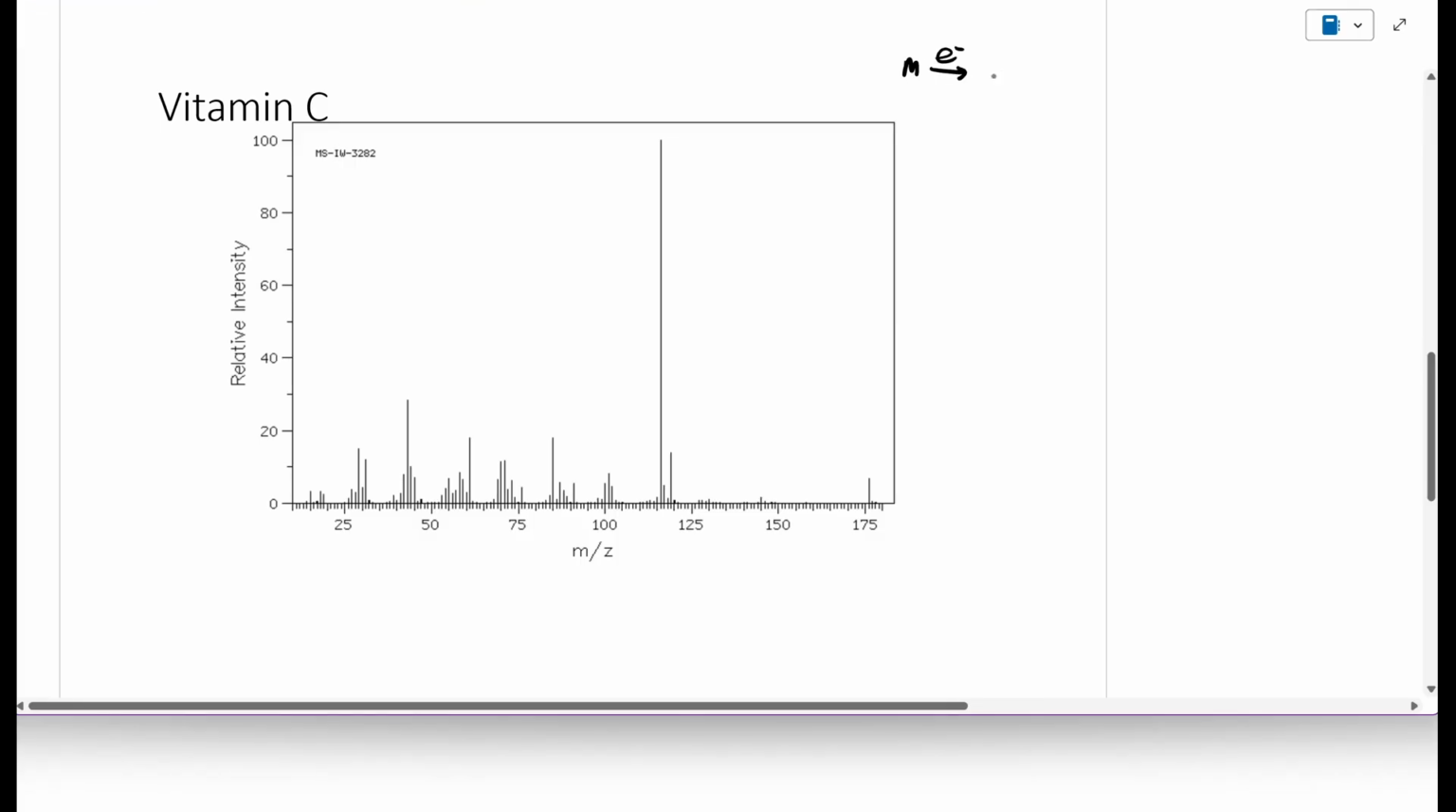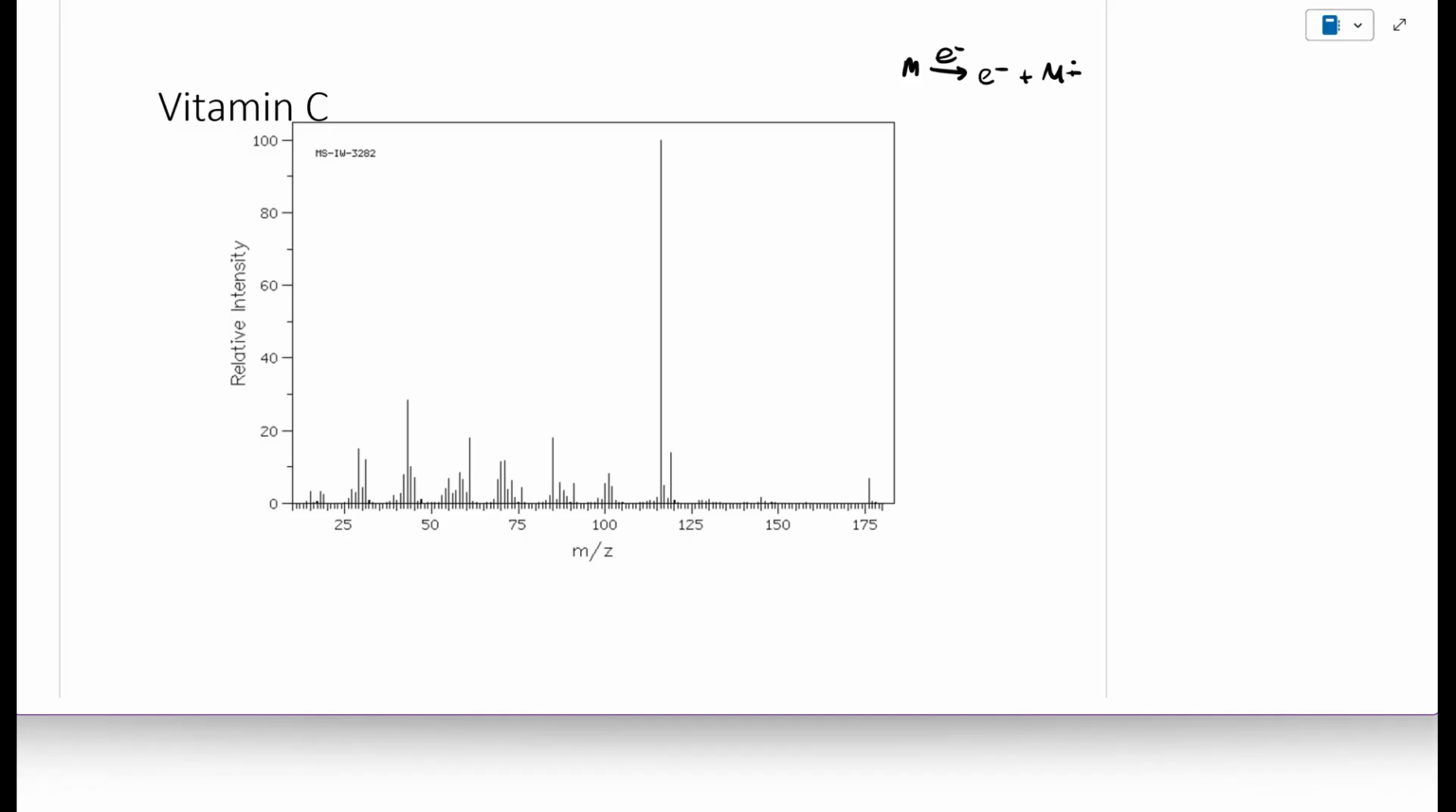It gets hit with a high energy beam of electrons. It ejects an electron from the molecule and creates the radical cation. The thing is, this radical cation is highly unstable. It's unstable because it's a radical, and it's unstable because it's a cation. And it's so unstable that if it can, it will decompose, it will decay to become more stable.